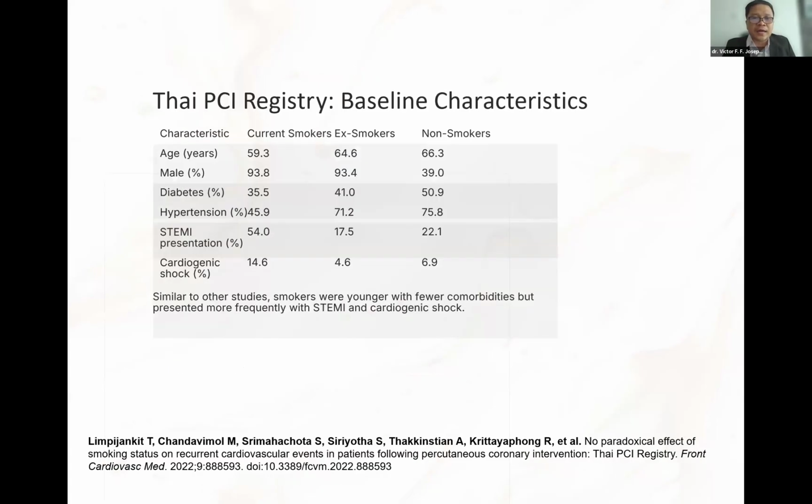Okay, we found that the age is older in non-smokers, whereas current smokers are predominantly male. Diabetes and hypertension are highest in non-smokers. STEMI presentation and cardiogenic shock happen in current smokers higher than the other groups.